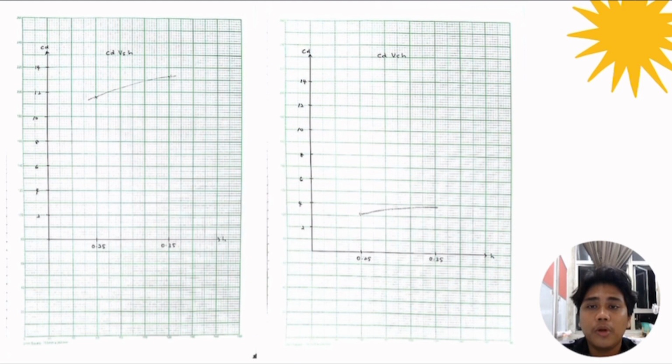Lastly, we need to plot the graph of coefficient of discharge. From the right graph in our video, we plotted the graph using the 0.008 diameter of orifice, and from the left graph, we used the 0.004 diameter of orifice.